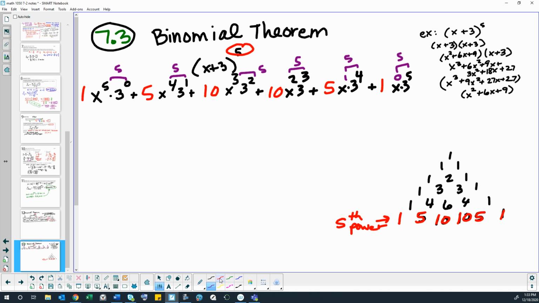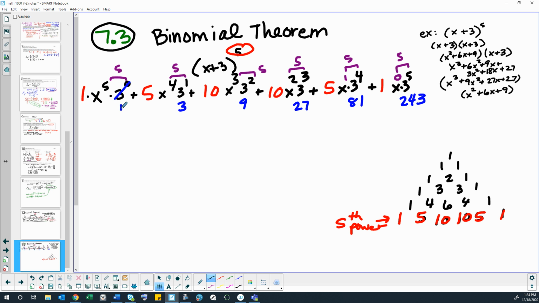So now that we have this, let's go through and calculate out some things. So 3 to the 0 power is just 1, so I don't even really need that. 3 to the first power is 3, 3 to the second power is 9, 3 to the third power is 27, 3 to the fourth power is 81, and 3 to the fifth power is 243. Now that we've kind of written those numbers out, we can combine everything together to get our final answer.